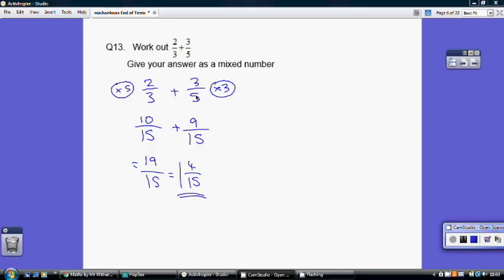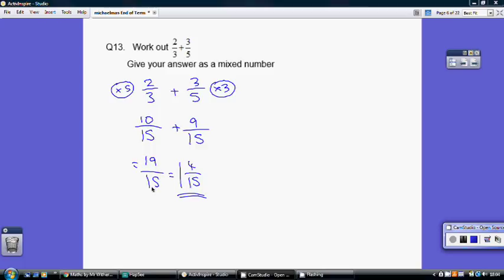Now moving on to the second fraction, the same method applies. 5 times 3 is 15, so we have to times top and bottom by 3, 3 3s are 9. Now that we've got the common denominator, we can just simply add the top numbers. 10 add 9 is 19, but do be careful, we do not say 15 add 15 is 30. We stay with 15 on the bottom.